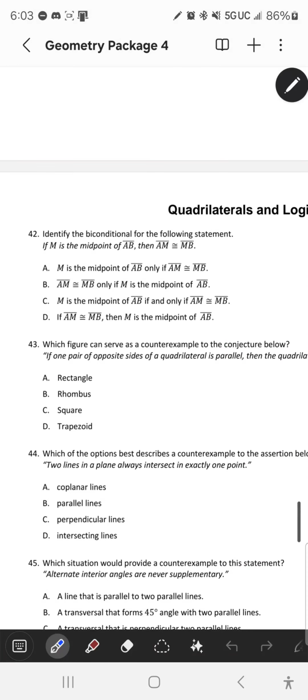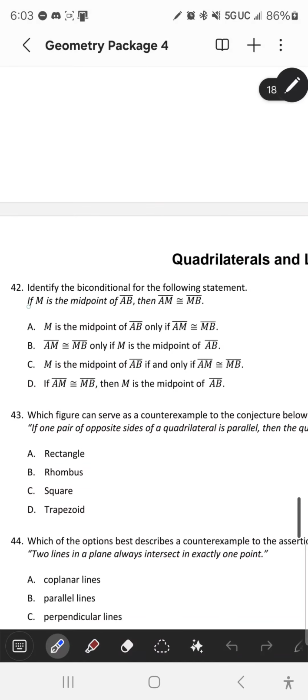42. Identify the biconditional for the following statement. If M is the midpoint of AB, then AM is congruent to MB. So remember, every time we say biconditional, we're looking for an if and only if. Okay, I see an only if here, but we don't have an if and only if. Here we do have an if and only if. This is an actual conditional, so I know my answer is going to be C.